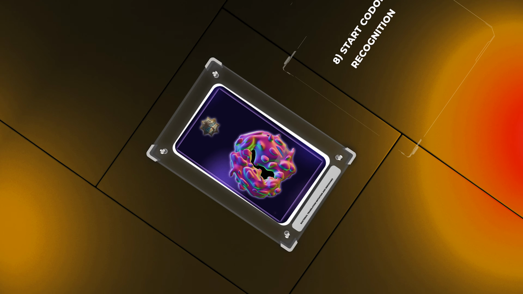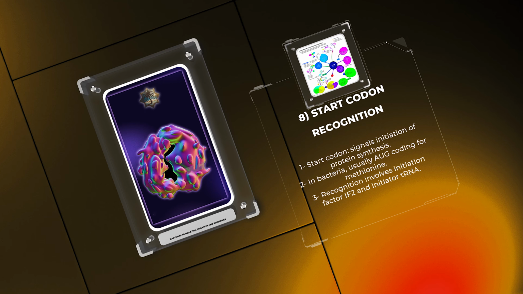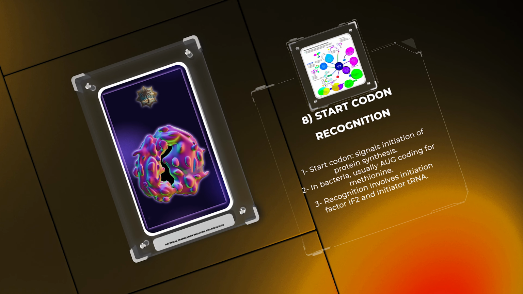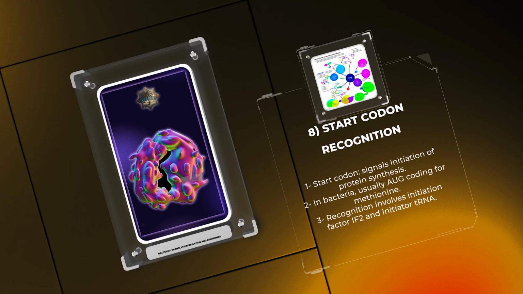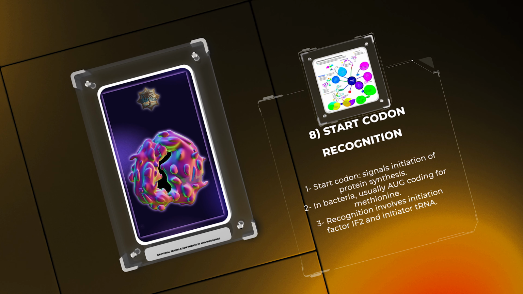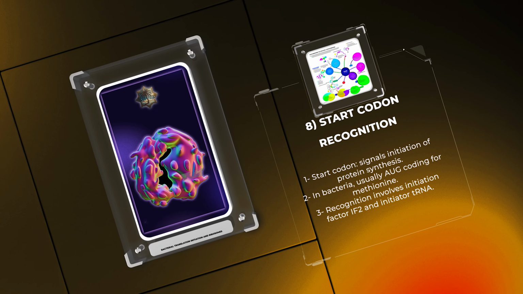The start codon is the first codon in the mRNA that signals the initiation of protein synthesis. In bacteria, the start codon is usually AUG, which codes for the amino acid methionine. Recognition of the start codon by the ribosome involves the initiation factor IF2 and the initiator tRNA loaded with methionine.